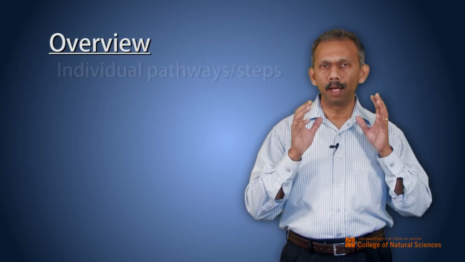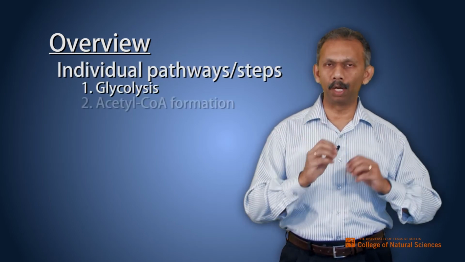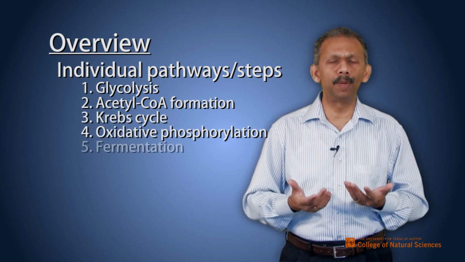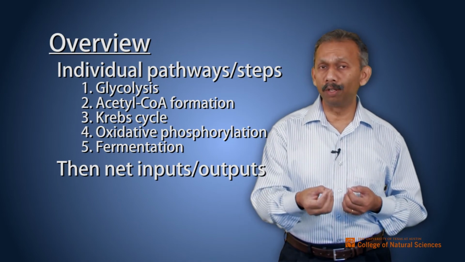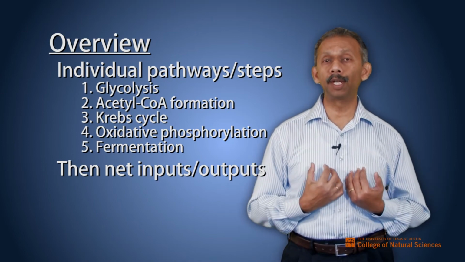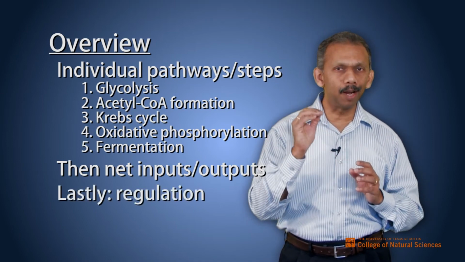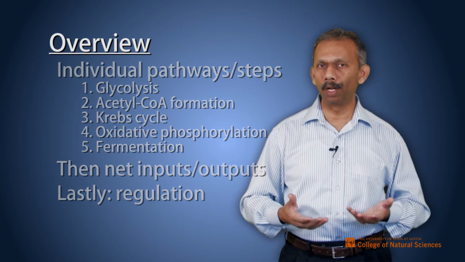So when you study this chapter, focus on individual pathways: glycolysis, acetyl-CoA formation, Krebs cycle, oxidative phosphorylation, and fermentation. Then you look at what are the net inputs that go into the pathway, what are the outputs that come out of the pathway, and lastly, you want to focus on what regulates this pathway, what is the key regulatory enzyme, and how it is regulated.